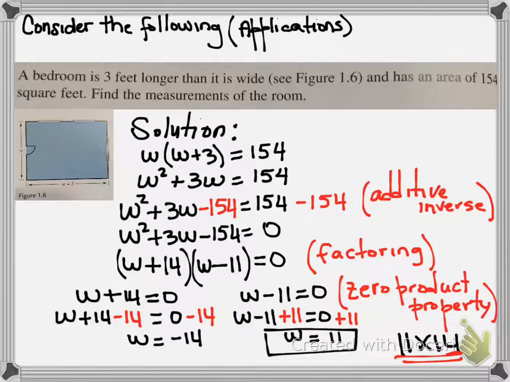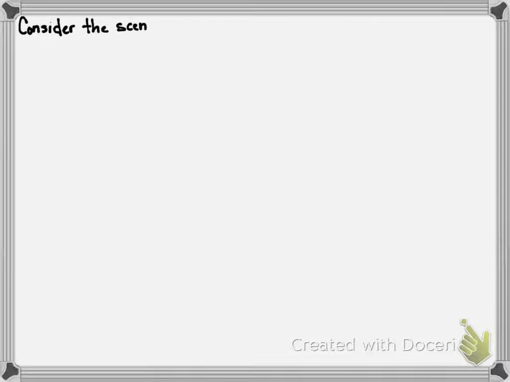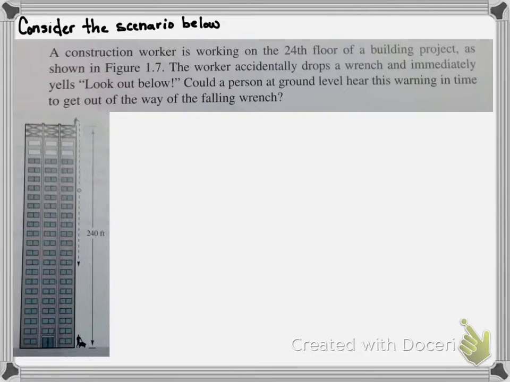we will have W equals 11 as the measurement of the width of the room. So if we take 11 plus 3, we know the length of the room is 14. So the room has a dimension of 11 by 14. Okay? Now, consider this scenario.